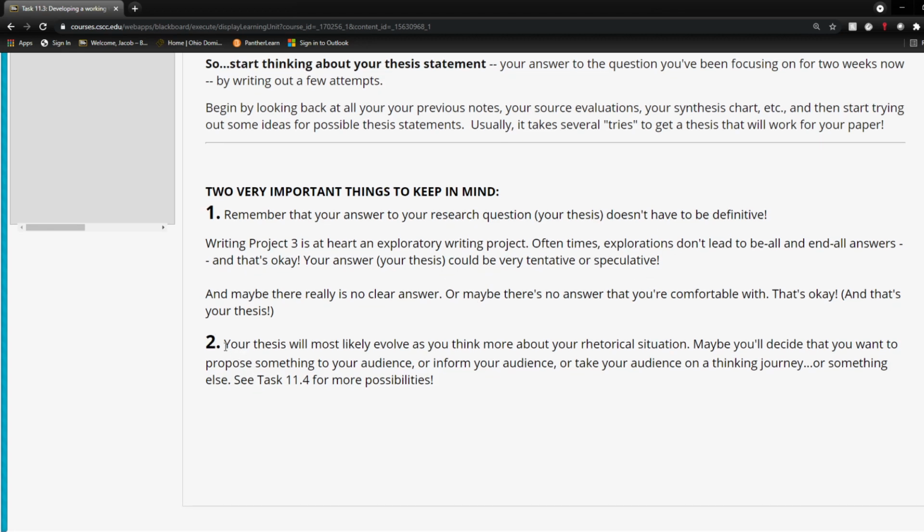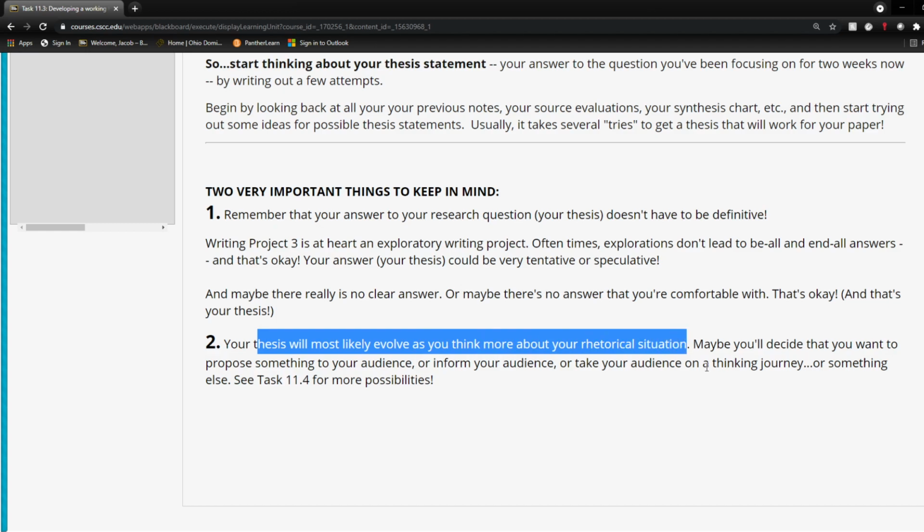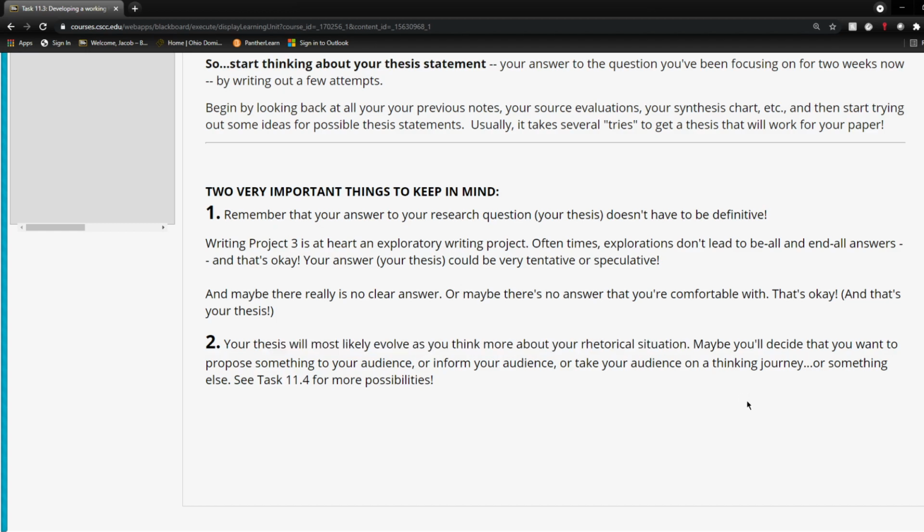And then for the second tip that I have here, your thesis will most likely evolve as you think more about your rhetorical situation. So, meaning your audience, your purpose, your media and design, those sorts of things. Maybe you'll decide that you want to propose something to your audience or inform your audience, or maybe take your audience on a thinking journey or something else. If you take a look at task 11.4, there are some different possibilities there.